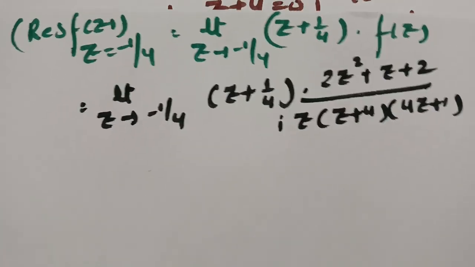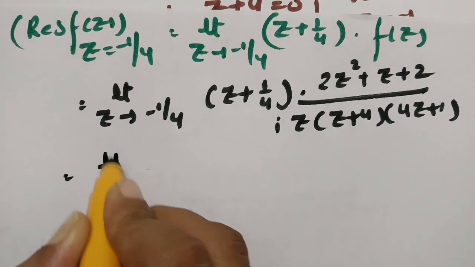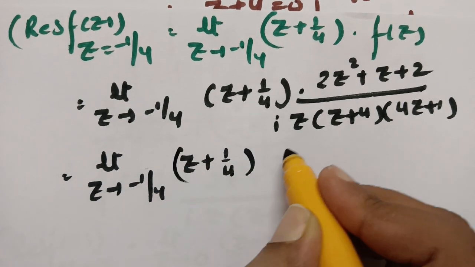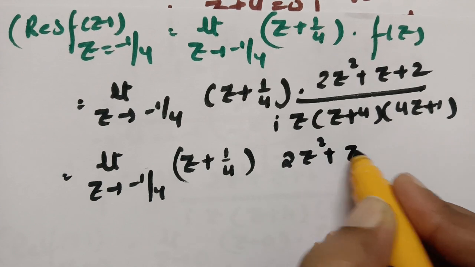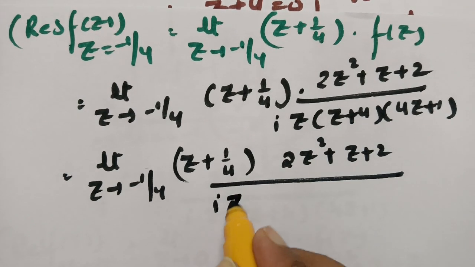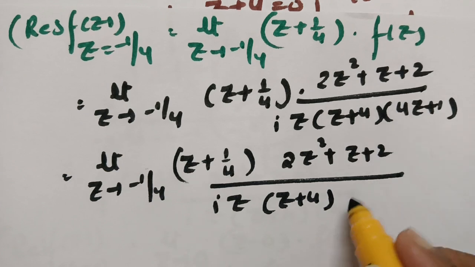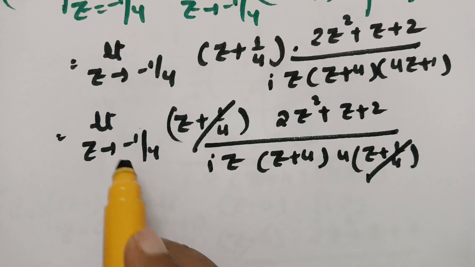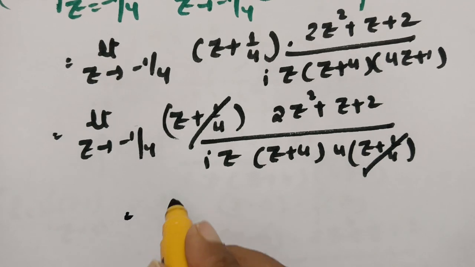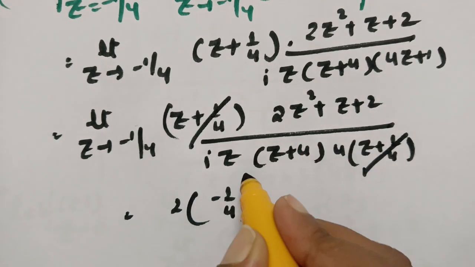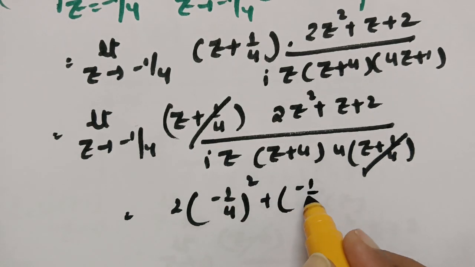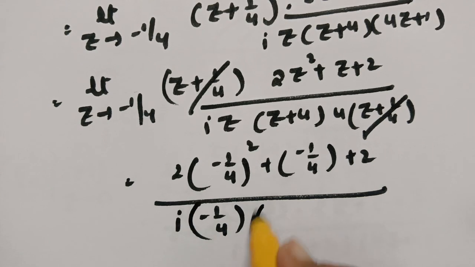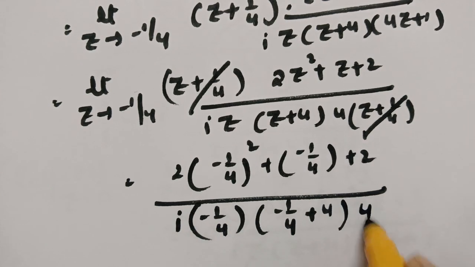Clear? And now see here, this will be the limit as z tends to minus 1 by 4 of (z plus 1 by 4) into 2z square plus z plus 2 by i into z into (z plus 4). If I take 4 common, this will be z plus 1 by 4. Now I'll cancel these two and substitute z as minus 1 by 4. This is 2 into minus 1 by 4 squared, plus minus 1 by 4 plus 2 by i times minus 1 by 4 into minus 1 by 4 plus 4 into 4.